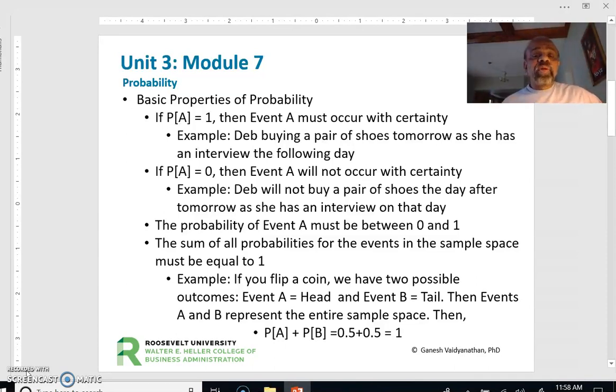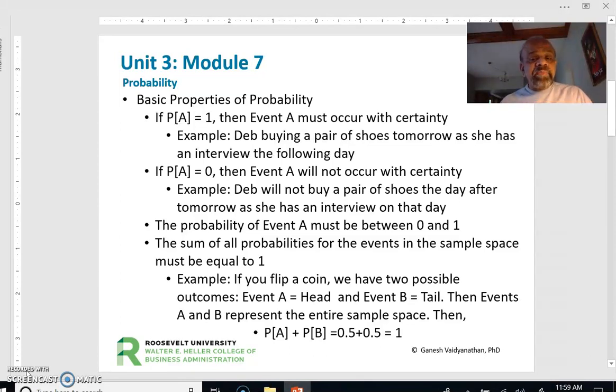The probability of an event must always be between 0 and 1, including 0 and 1. The sum of probabilities for the events in the same sample space must be equal to 1. For instance, if you flip a coin, we have two possible outcomes. One event is going to be getting a head. The other event is going to be a tail.